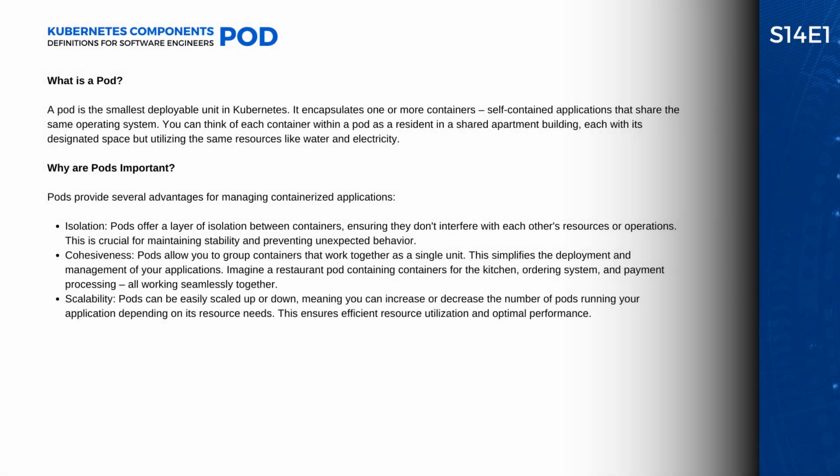A pod is the smallest deployable unit in Kubernetes. It encapsulates one or more containers, self-contained applications that share the same operating system. You can think of each container within a pod as a resident in a shared apartment building, each with its designated space but utilizing the same resources like water and electricity.